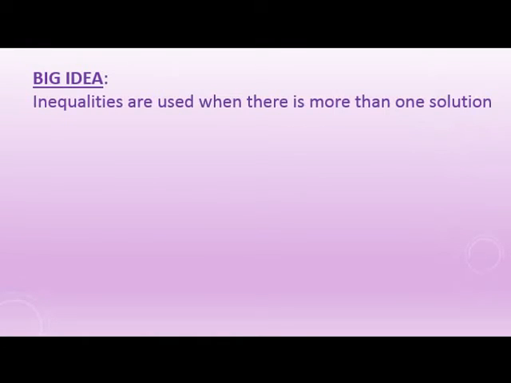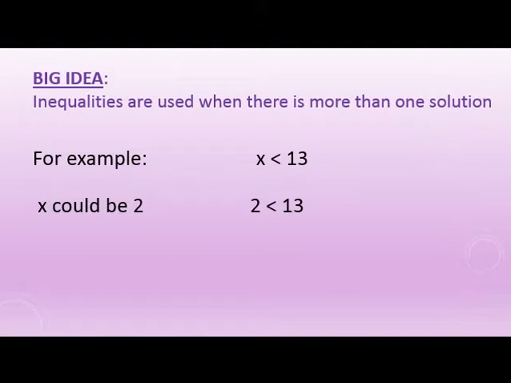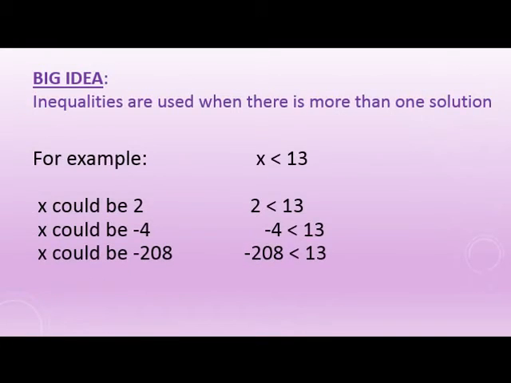Here's the big idea. Inequalities are used when there is more than one solution. For example, x is less than 13. X could be 2. 2 is less than 13. But x could also be negative 4. Negative 4 is also less than 13. And x could be negative 208, which is still less than 13. There are many, many examples of solutions for x that could solve this inequality.